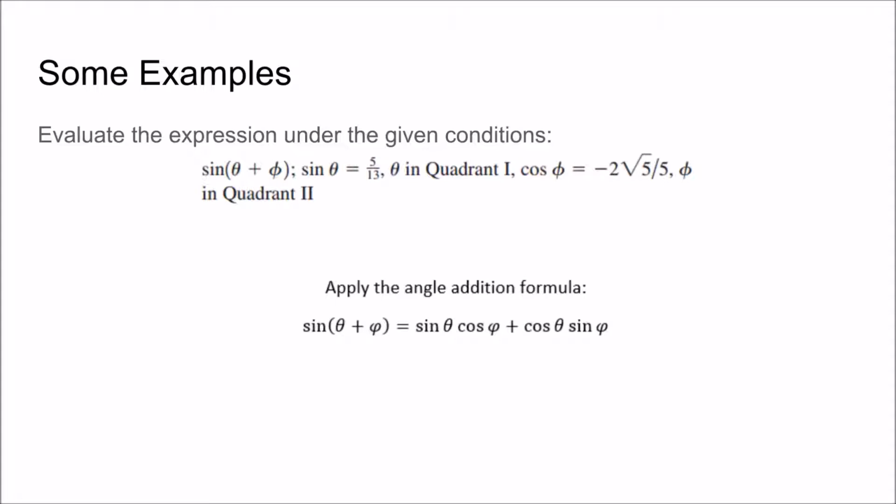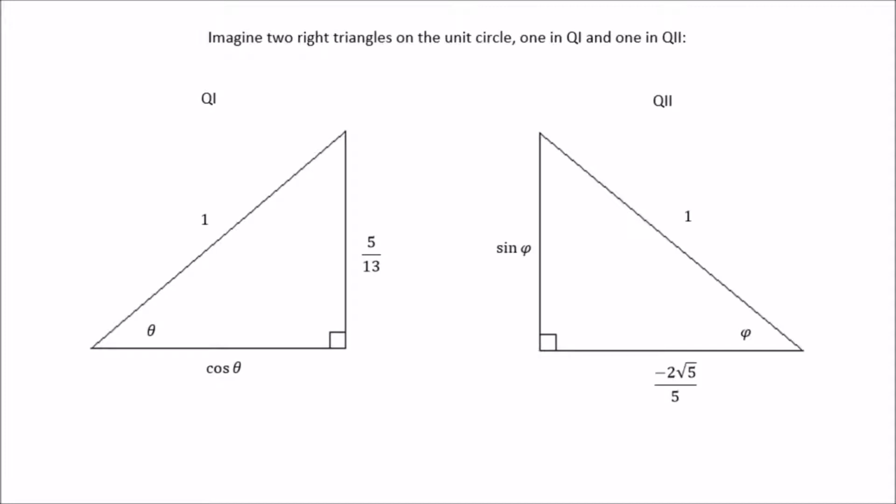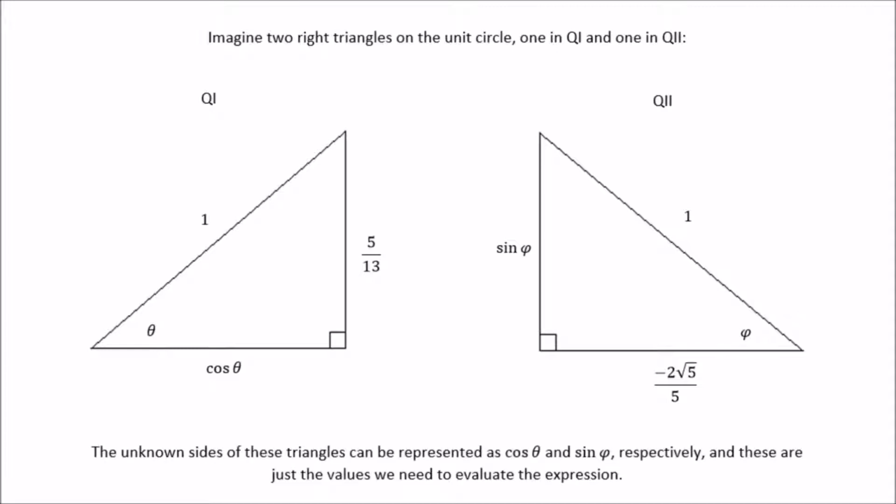And the problem gives us sine of theta and cosine of phi. So all we have to do is plug those two in. And we're left with two unknown values, cosine theta and sine phi. So in order to solve for these, we have to create two right triangles, one in quadrant 1 for theta and one in quadrant 2 for phi. And now all we have to do is simply use the Pythagorean theorem to solve for these missing sides.